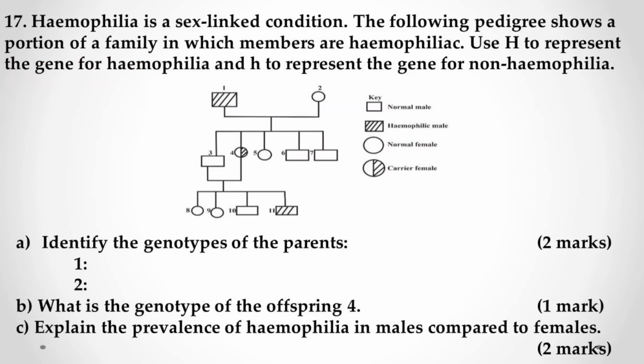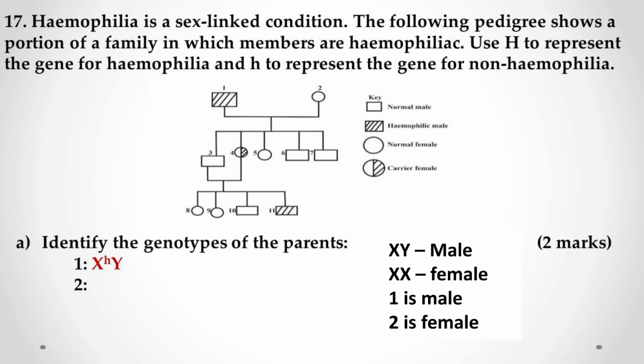Question 17. Hemophilia is a sex-linked condition. The following pedigree shows a portion of a family in which members are hemophiliac. Use H to represent the gene for hemophilia and small h to represent the gene for non-hemophilia. In question A, identify the genotypes of parent 1 and parent 2. Question B, what is the genotype of offspring 4? And question C, explain the prevalence of hemophilia in males compared to females.